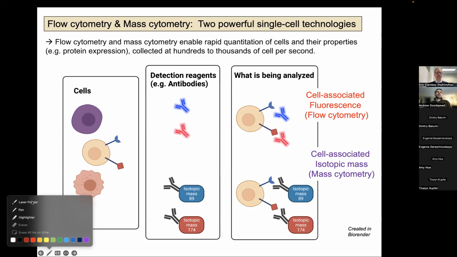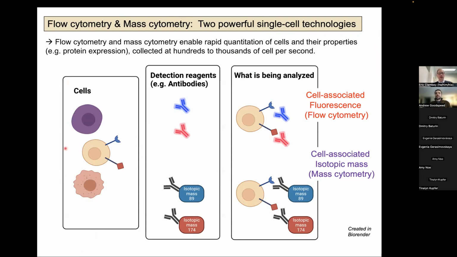Okay. So, just to make sure that everyone's on the same page here. Both flow cytometry and mass cytometry are two powerful single-cell technologies. Both of these technologies enable rapid quantitation of cells and the properties particularly focused on protein expression, where your samples are being collected at hundreds to thousands of cells per second.